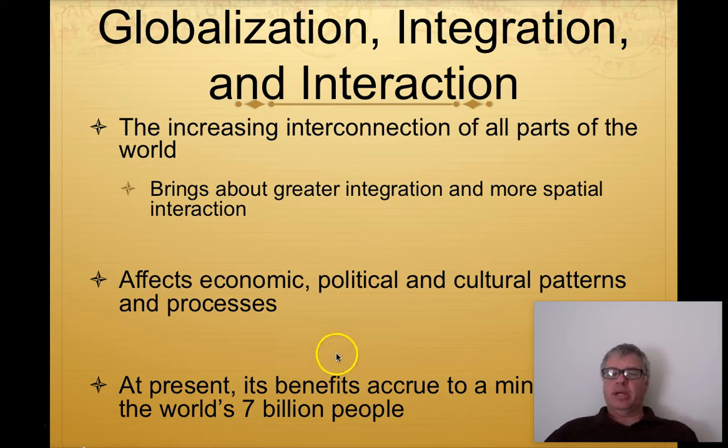And this is from the book, actually. It says, at present, its benefits accrue to a minority of the world's 7 billion people. In other words, even though globalization is something that impacts all of us, who benefits from the processes of globalization is not necessarily all of us. Some people are essentially making a killing economically off of this greater integration, and some people are actually hurt by it.